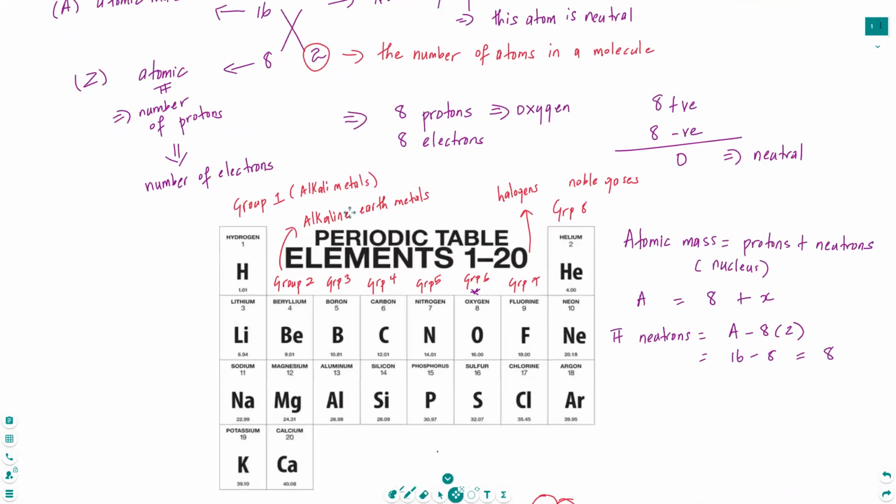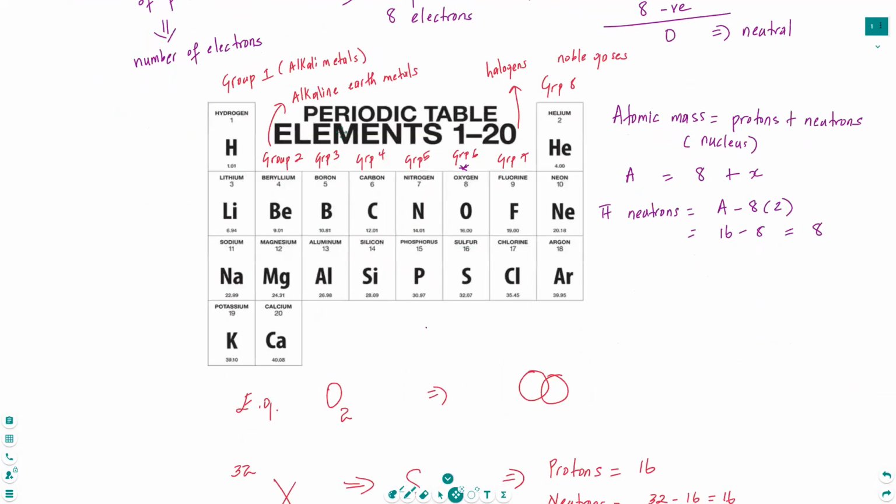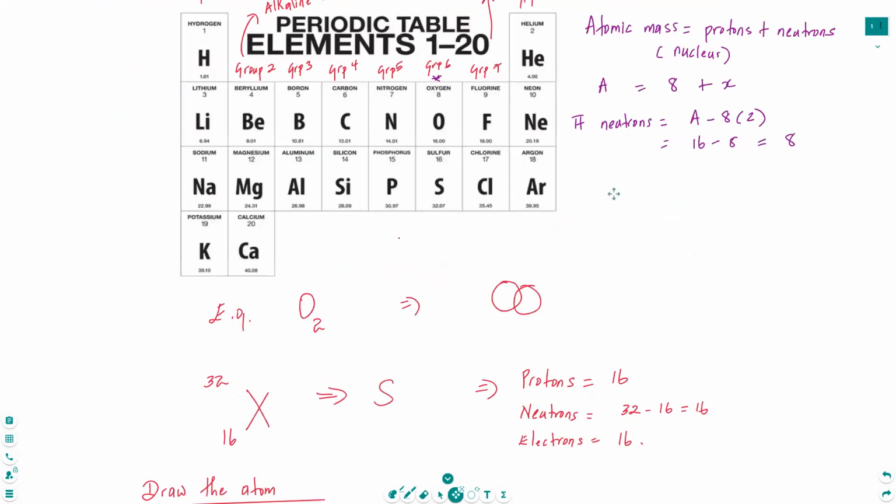All right, so we had looked at the first 20 elements. We looked at how to determine if our element is neutral, right? How to calculate the number of protons, number of neutrons, number of electrons. Remember, you are to know the first 20 elements.